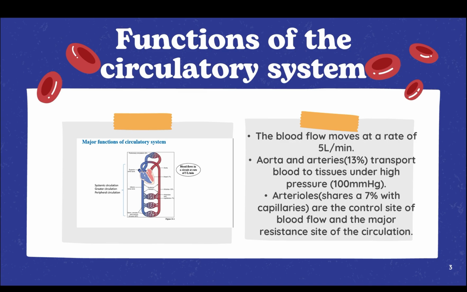Now, this 13% next to the artery is how much of the total blood volume in the body is in that structure. So in the arteries, you have 13% of the blood. In the arterioles and capillaries together, they have 7%. Now, the arterioles are the control site of blood flow. This is important to focus on. They're the control site of blood flow and the major resistance site of the circulation. So if you were asked what is the control site of blood flow, you should say arterioles. If you were asked what is the major resistance site of the circulation, you should say arterioles.